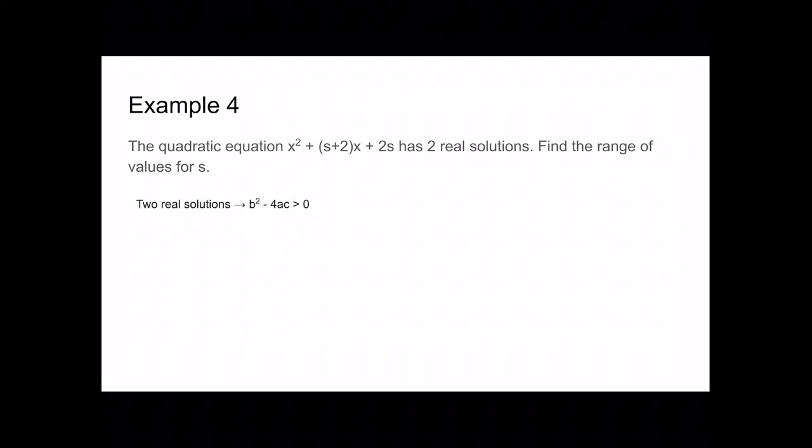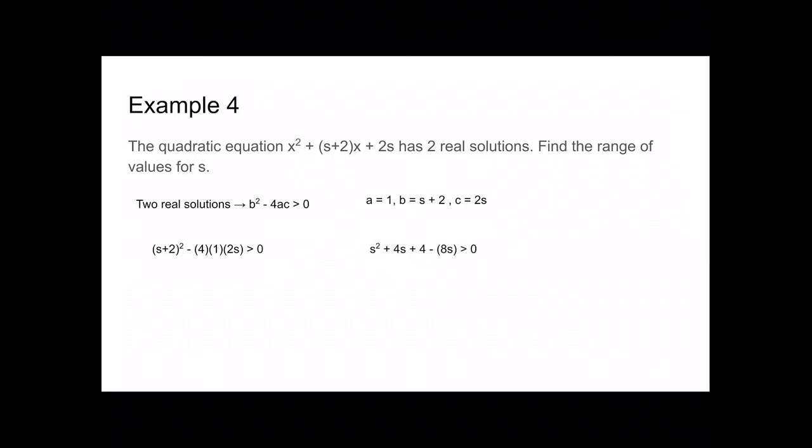Alright, so once again, two real solutions. B squared minus 4ac is greater than 0. So you're going to be plugging in all the variables you know. So a equals 1, b equals s plus 2, and c equals 2s. If you plug these numbers in, you have (s plus 2) squared minus 4 times 1 times 2s, which is greater than 0.